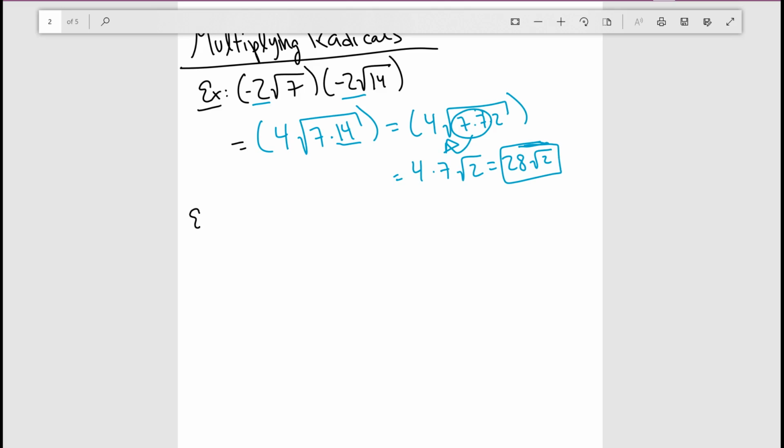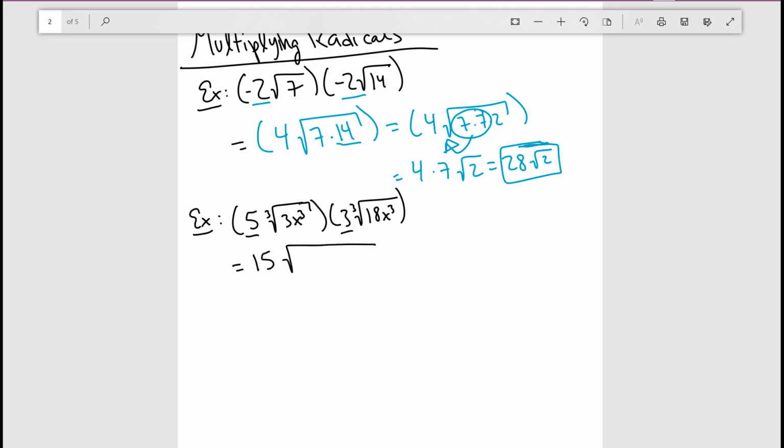So here's another example. Let's say we have 5 times the cubed root of 3x cubed, times 3 times the cubed root of 18x cubed. You can try this out if you want. If not, I'm just going to go ahead and do it in a little bit. The first thing you want to do is just multiply the 5 and the 3. The 5 and the 3 is just going to give me a 15.